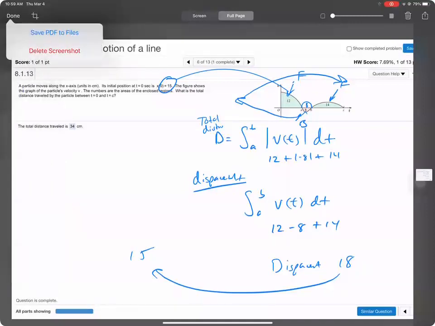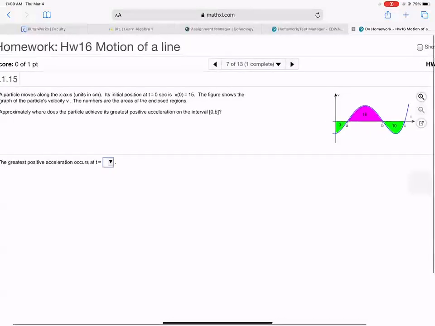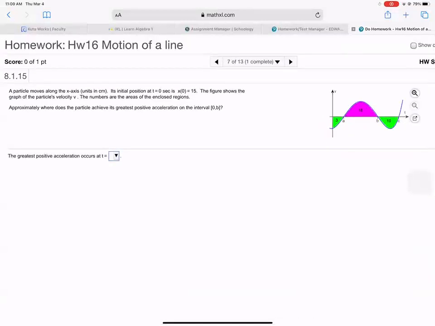Okay, let's look at that next problem. Now, this question is asking, a particle moves along the x-axis. Its initial position is 15. The figure shows the graph of the particle's velocity. Approximate where the particle achieves its greatest positive acceleration on the interval between 0 and B. Okay, so positive acceleration.